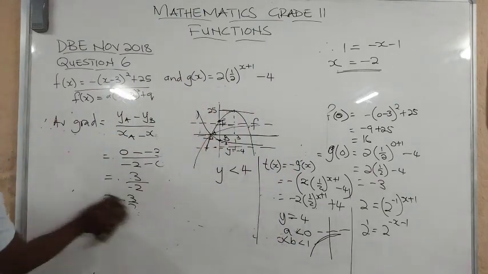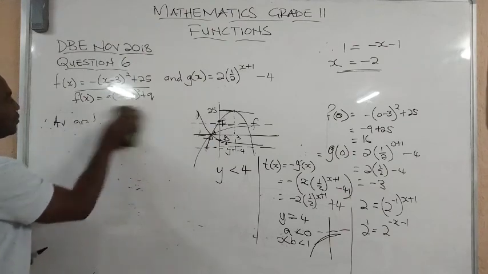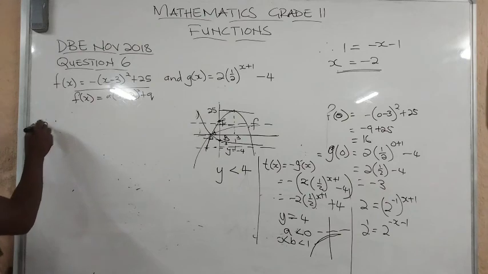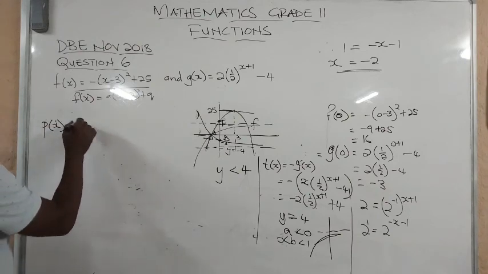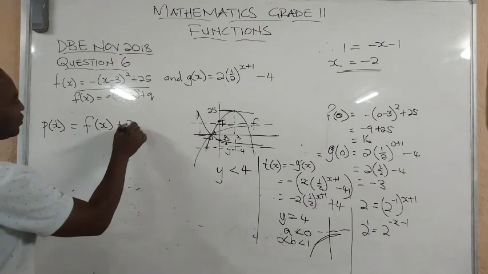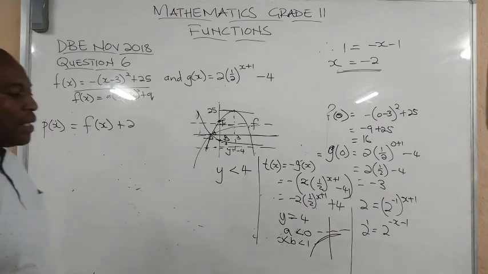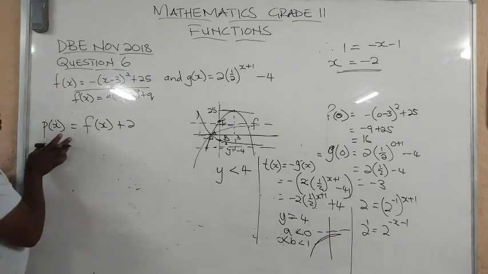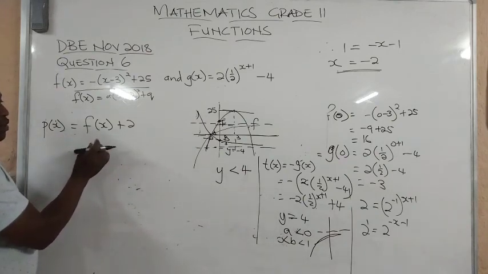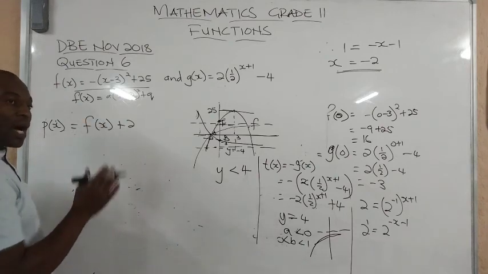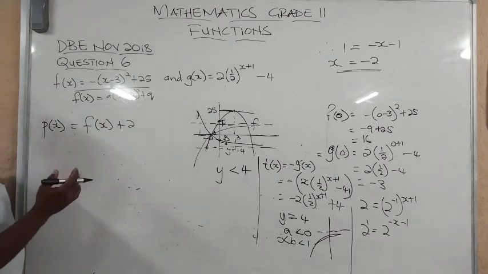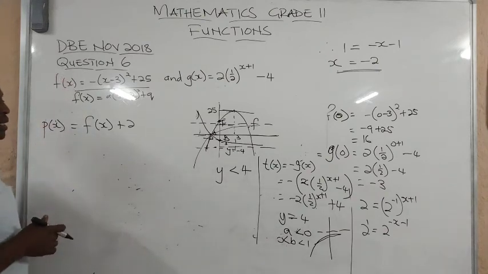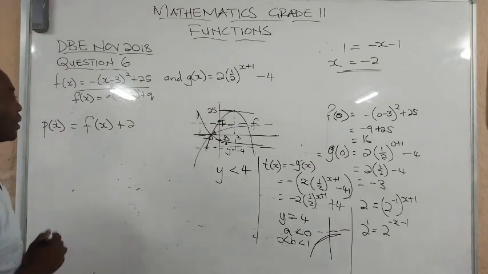6.8, if p of x is equal to f of x plus 2, write down the coordinates of the turning point of p. Now, p of x is coming as a result of f of x being shifted up by 2 units. So this is a vertical shift. A vertical shift does not affect the x coordinates, but it only affects the y coordinate.